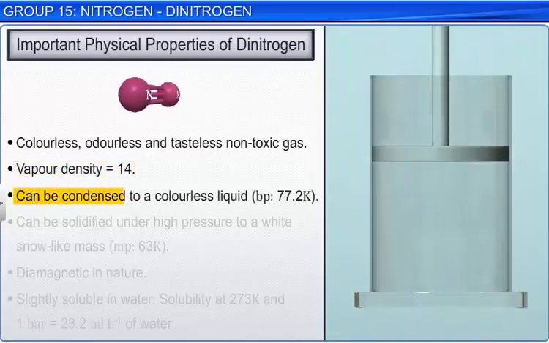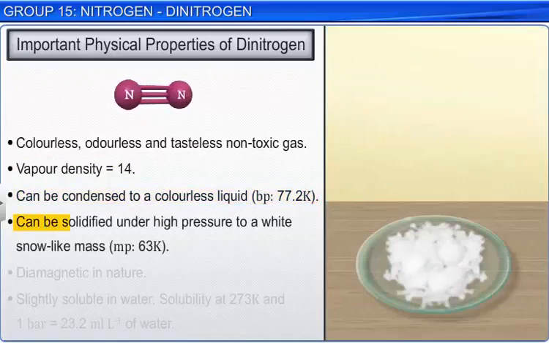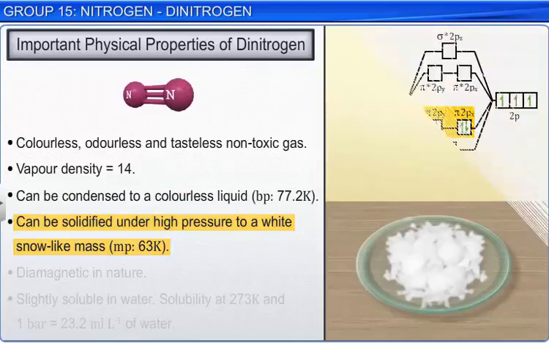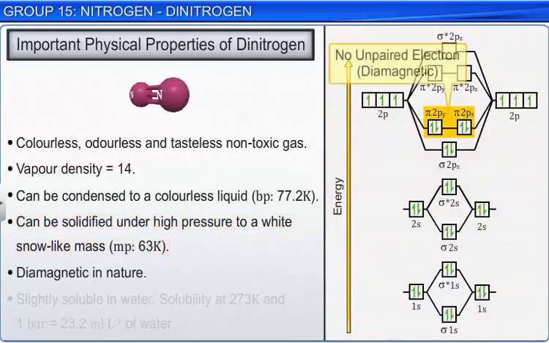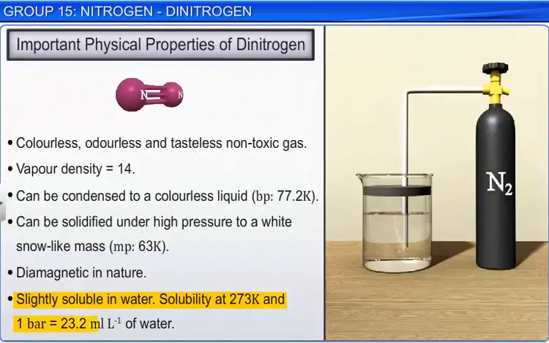It can be condensed to a colorless liquid that boils at 77.2 Kelvin and can be solidified under high pressure to a white snow-like mass that melts at 63 Kelvin. It is diamagnetic in nature. It is slightly soluble in water. The solubility of dinitrogen at 273 Kelvin and 1 bar pressure is found to be 23.2 milliliter per 1 liter of water.